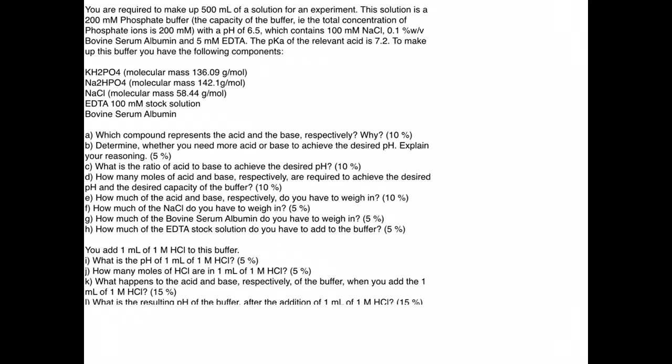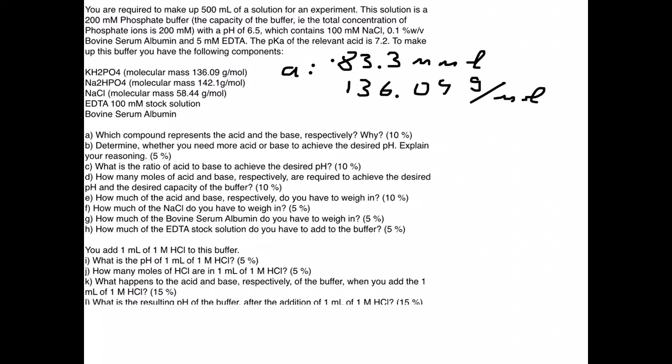So then for the next part, we need to find out how much of the acid and the base we have to weigh in, and we've got the molecular weights here. So that's not particularly difficult. What we can say is that we need, of the acid, 83.3 millimole, and we have a molecular weight of 136.09 gram per mole. And we can do that with dimensional analysis.